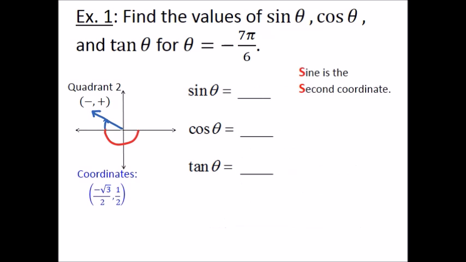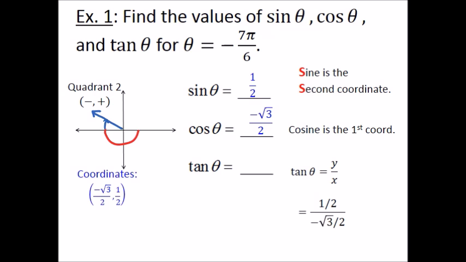Sine is the second coordinate, so that makes sine 1/2. Since sine is the second coordinate, then cosine is the first, or -√3/2. Tangent is the y-coordinate divided by the x-coordinate. When we divide 1/2 by -√3/2, the 2's cancel out, resulting in 1 over -√3.